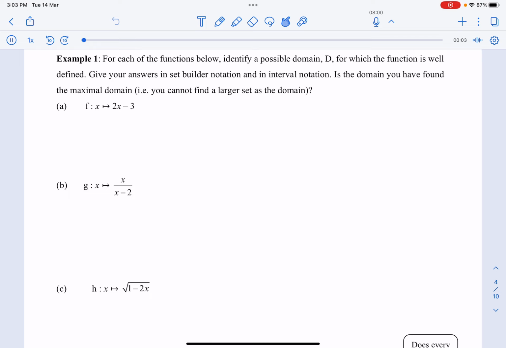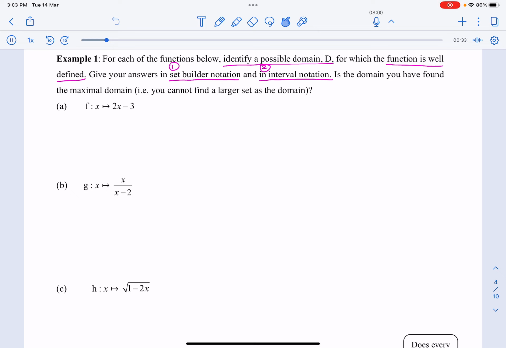For each of the functions below, you are required to identify a possible domain D for which the function is well-defined. Well-defined means that for every input, it will map to a unique output. So you are required to give your answers in set builder notation and in interval notation. So it's the domain you have found, the maximum domain.